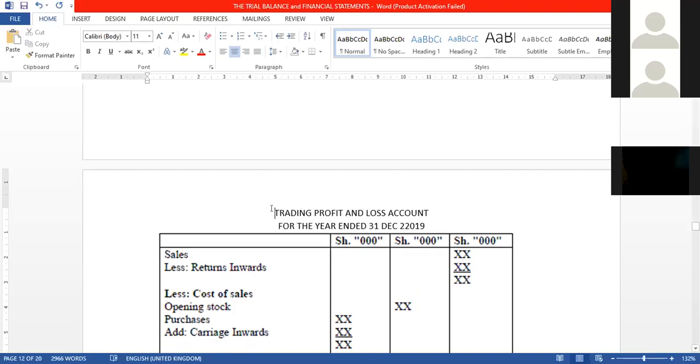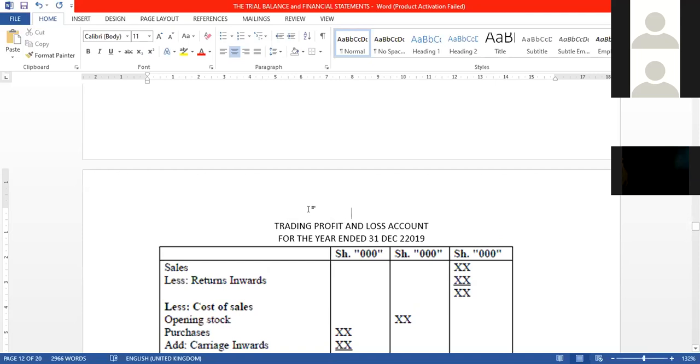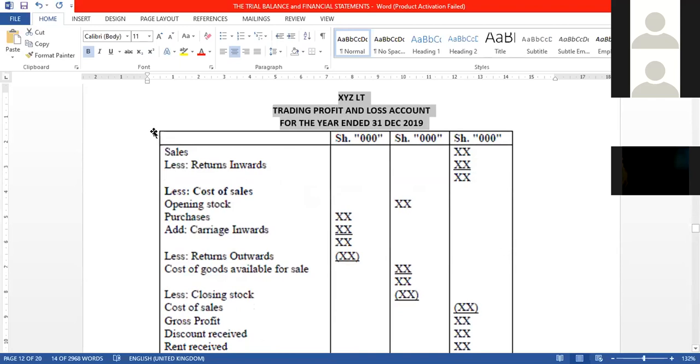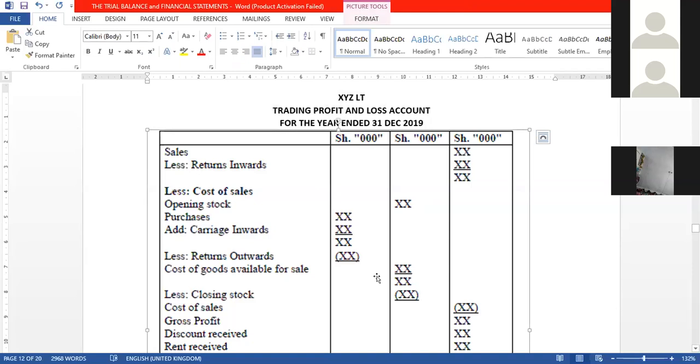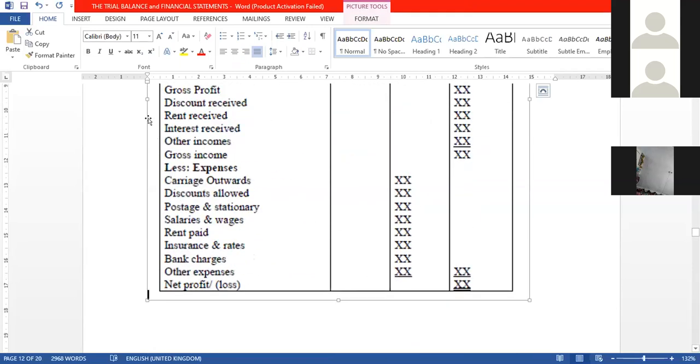Of course, it must have an owner, right? So we may talk about XYZ Limited, trading profit and loss account for the year ended 31st December 2019. This heading must always be in those three parts: the name of the company, the account that you're drawing there, and the particulars of the period or the year, right? And we have said that it consists of two parts. One is the trading part, which we have already seen, and two is the other part, the profit and loss account. That's why it is called trading profit and loss account, because it has those two parts.